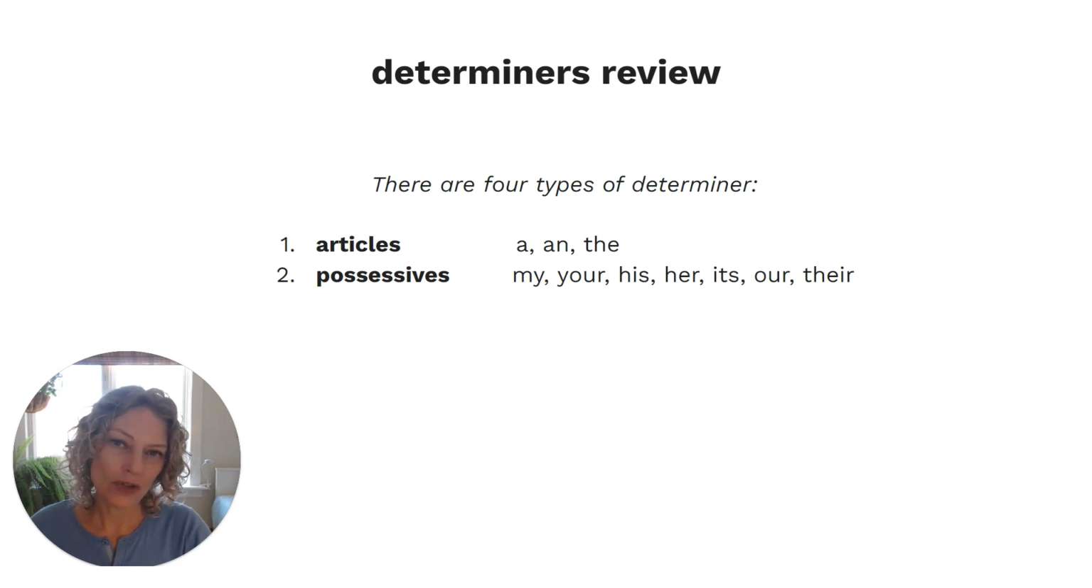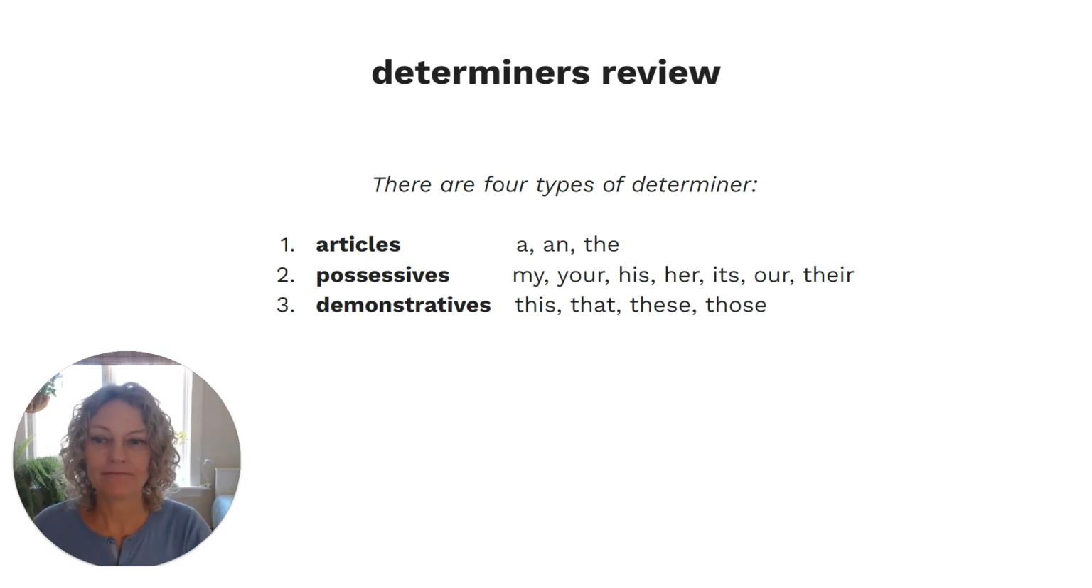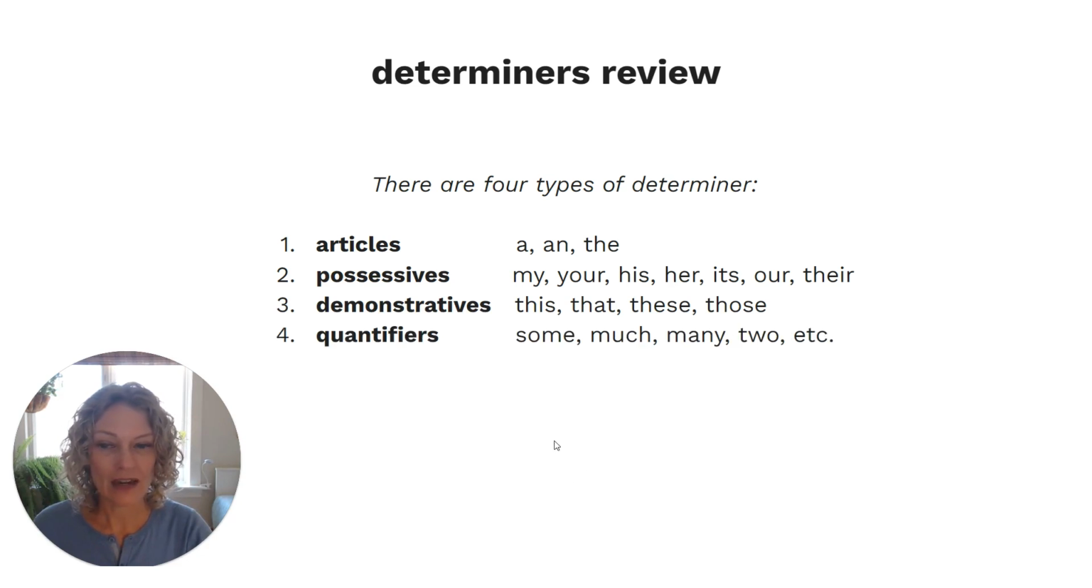Possessive determiners are my, your, his, her, its, our, and their. And those determiners show if a noun is owned by somebody or something. And in this lesson, we're going to talk about demonstratives, which are this, that, these, and those. And in another lesson, we'll learn about quantifiers, which include some, much, many, etc.